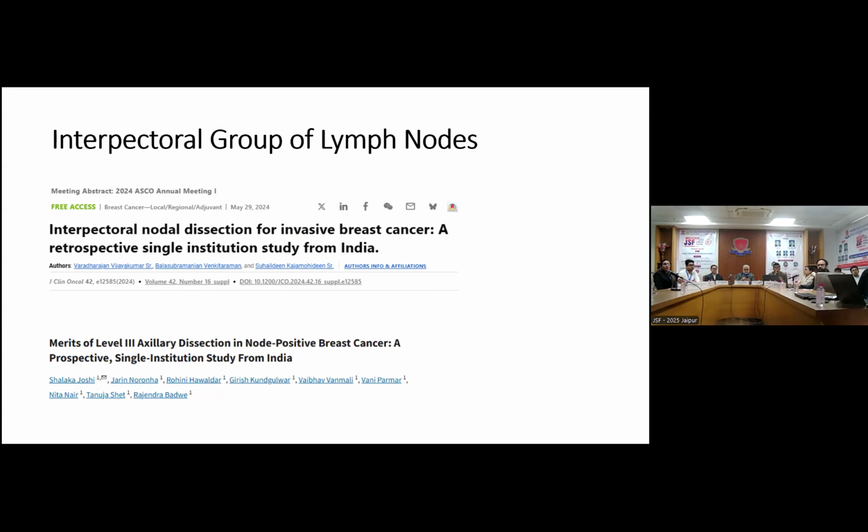And what is the evidence? The chances of involvement of the interpectoral group of lymph nodes have been around 7% in both of these Indian studies. And the chances increase if the axilla is positive. It goes up to 22%.